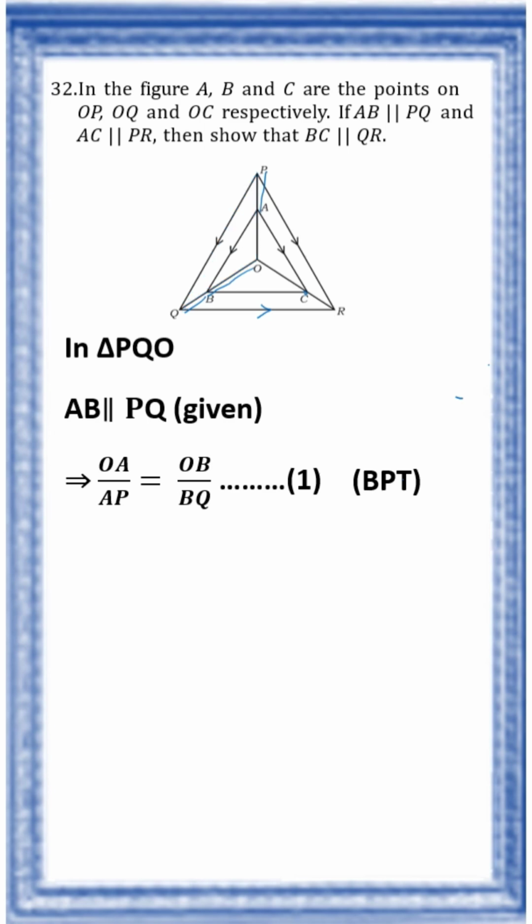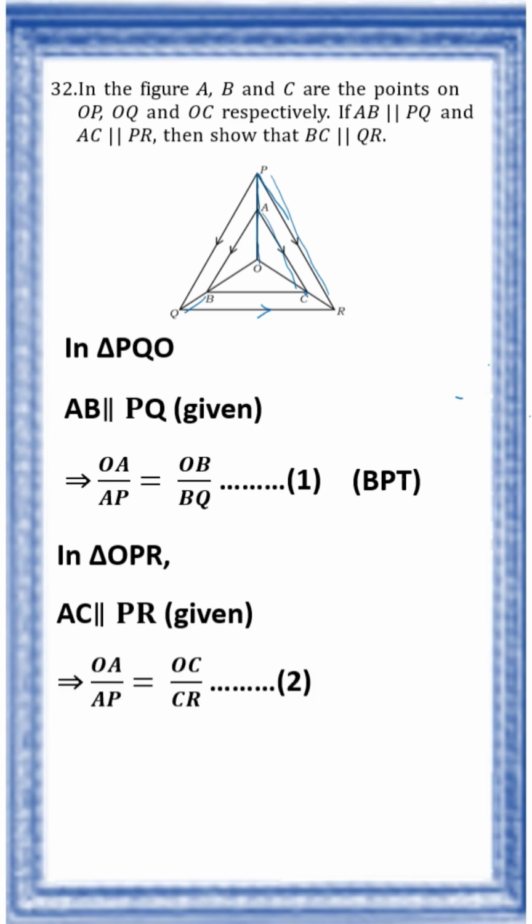Now in triangle OPR, where is OPR? This one, OPR. AC is parallel to PR. Why? It is given. So it implies that OA by AP is equal to OC by CR. Let this be equation number 2. Why is this so? Because of BPT. Observe 1 and 2. OA by AP, LHS is same. Then RHS should be same.